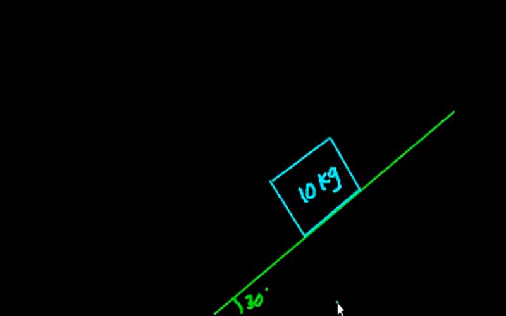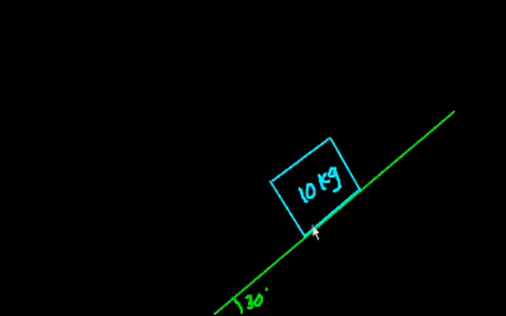Welcome back. Now that we know a little bit about inclined planes and we know a little bit about friction, we can combine them and figure out what happens to an object when it's on an inclined plane that actually has friction. So let's just do the problem. This is a 10 kilogram block and it's on an inclined plane with a 30-degree angle.